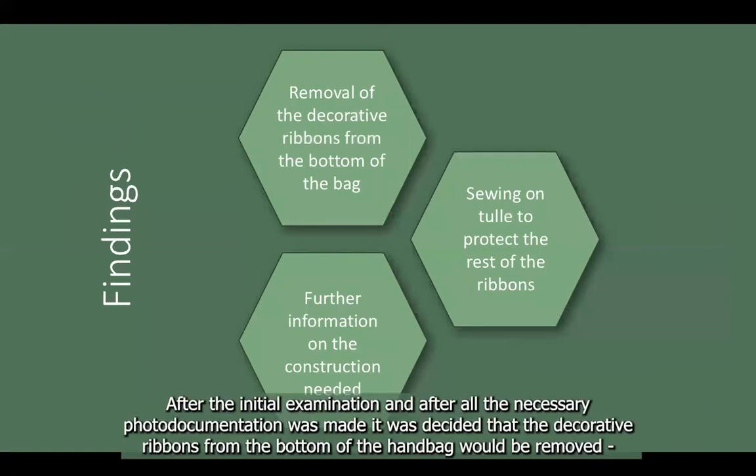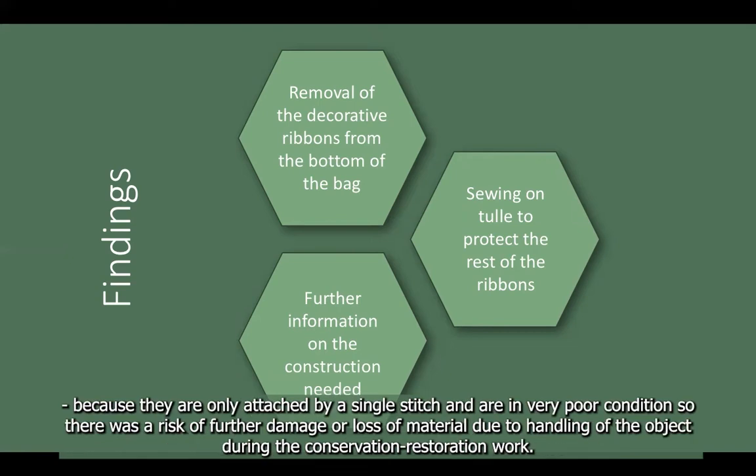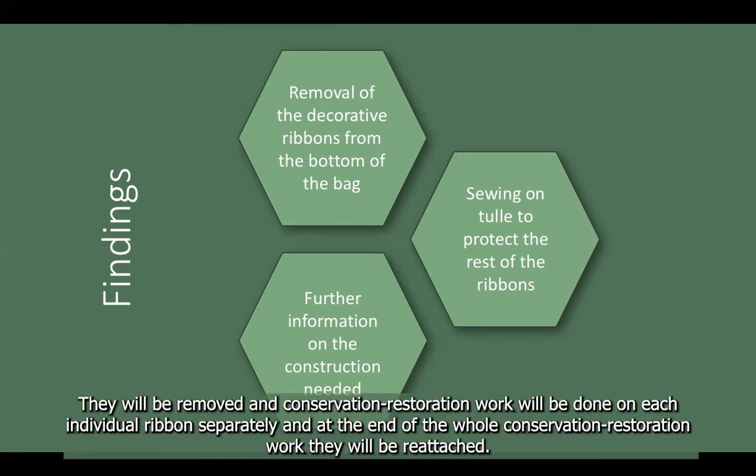After the initial examination and after all necessary photo documentation was made, it was decided that the decorative ribbons from the bottom of the handbag would be removed, because they're only attached by a single stitch and are in very poor condition. So there was a risk of further damage or loss of material due to handling of the object during the conservation restoration work. They will be removed and work will be done on each individual ribbon separately. And at the end of the whole conservation restoration work, they will be reattached.